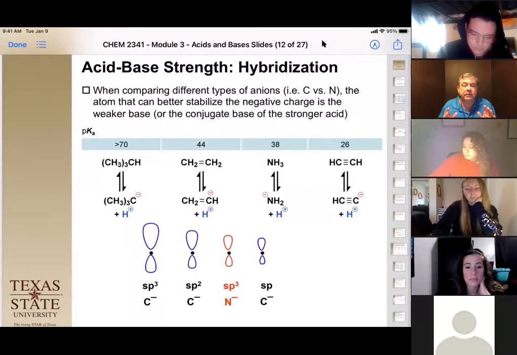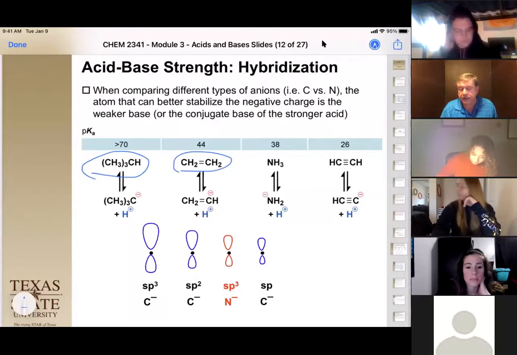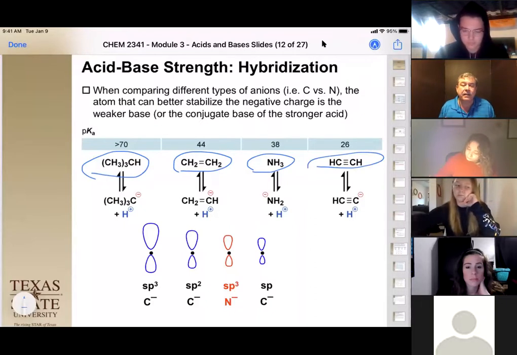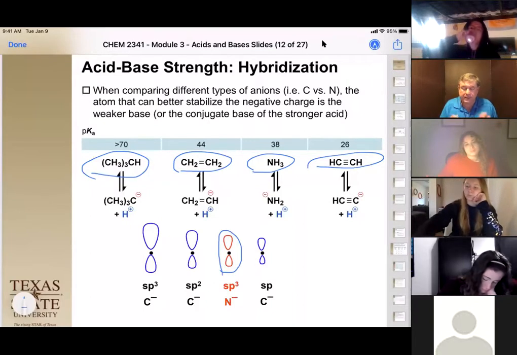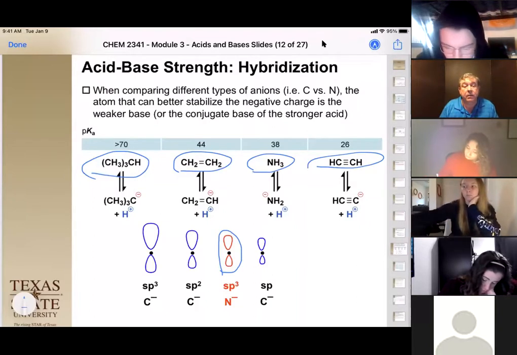So let's look at the different sizes here. And if we looked at the series between the alkane hydrogen, the alkene hydrogen, and then we have ammonia there in the middle somewhere, and then the alkynyl hydrogen, if we compare the size of those different hybridized orbitals, what we'll see here is in nitrogen, the size of that sp3 orbital is actually between the size of an sp2 orbital and an sp orbital.